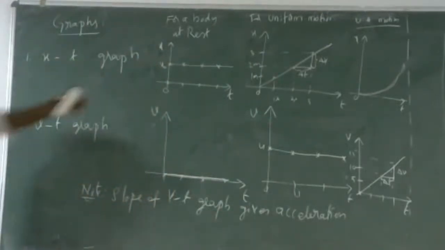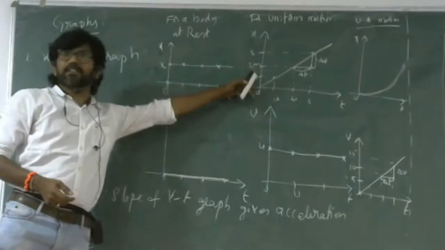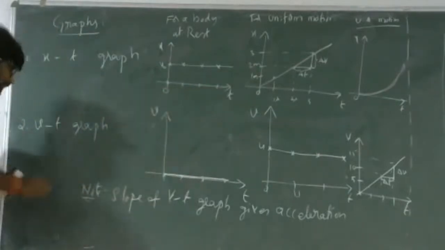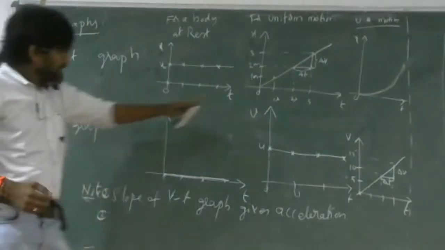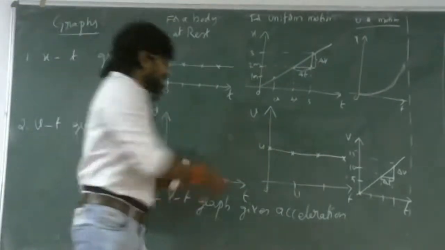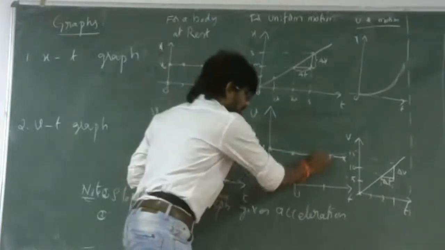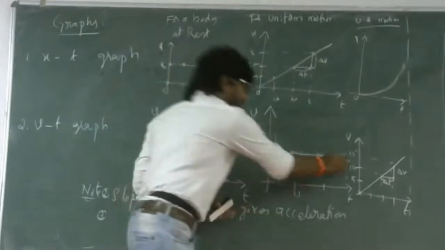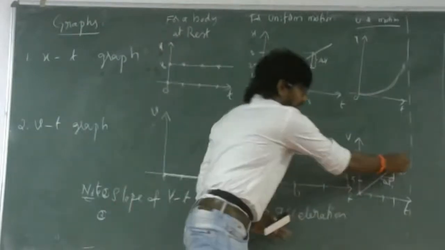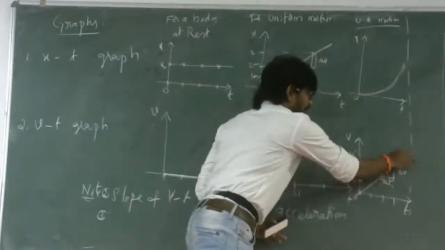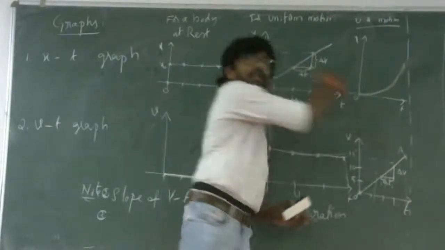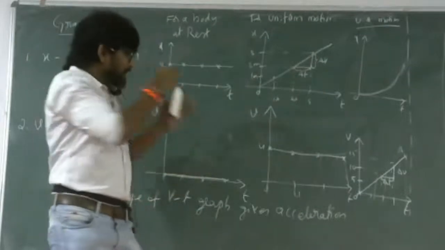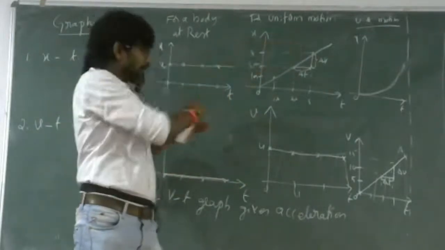In addition to these 2 statements, slope of xt graph and slope of vt graph, one more statement you have to remember. In case of velocity time graph, if you observe the area under the velocity time graph, it is in the form of a rectangle. If you take this as the total curve, this is the initial point O, this is the final point A. So the area under this, if you want to find, will be in the form of a triangle.